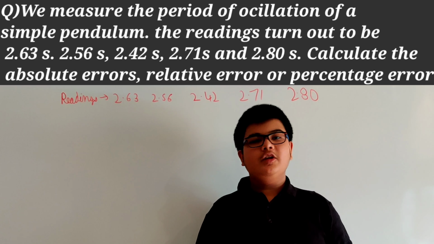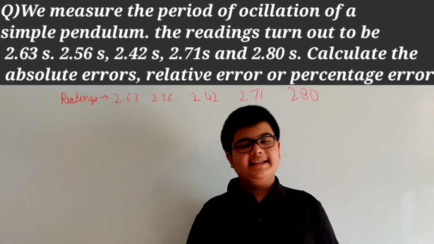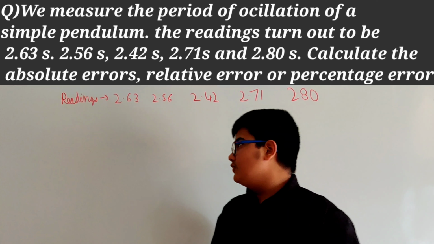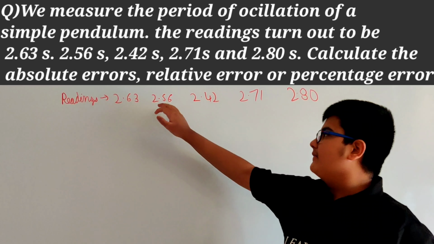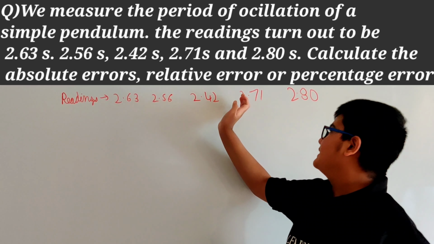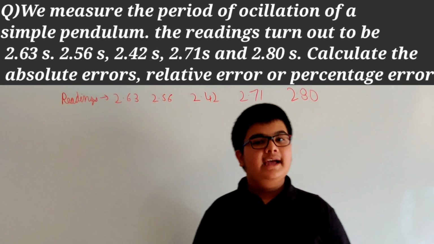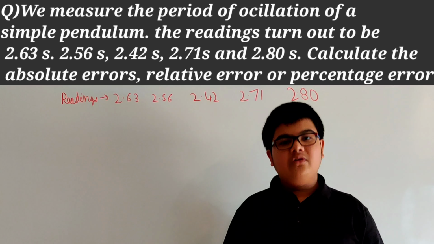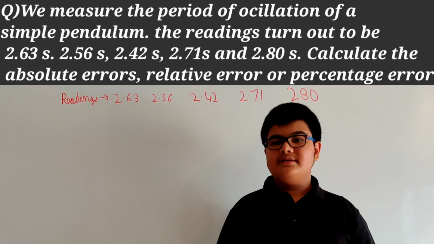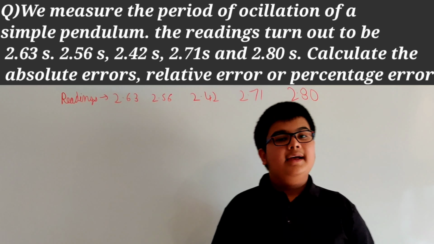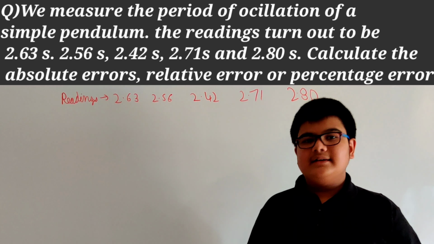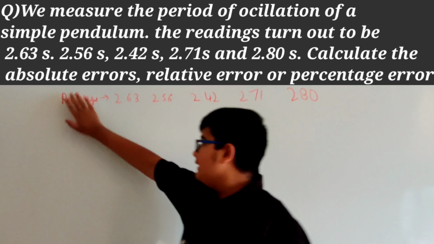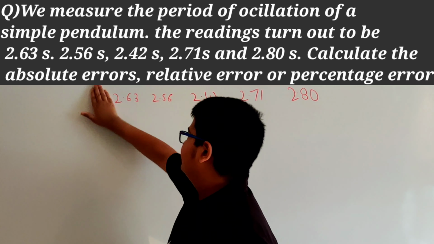So now let's solve a numerical. This numerical is from the NCERT textbook. In this numerical, we have been given 5 values: 2.63, 2.56, 2.42, 2.71 and 2.80 seconds. And these are the vibrations of a pendulum. We have to find the absolute, relative and percentage errors in these values. The first step to calculate these errors would be to find the mean. So therefore, we will find the mean.